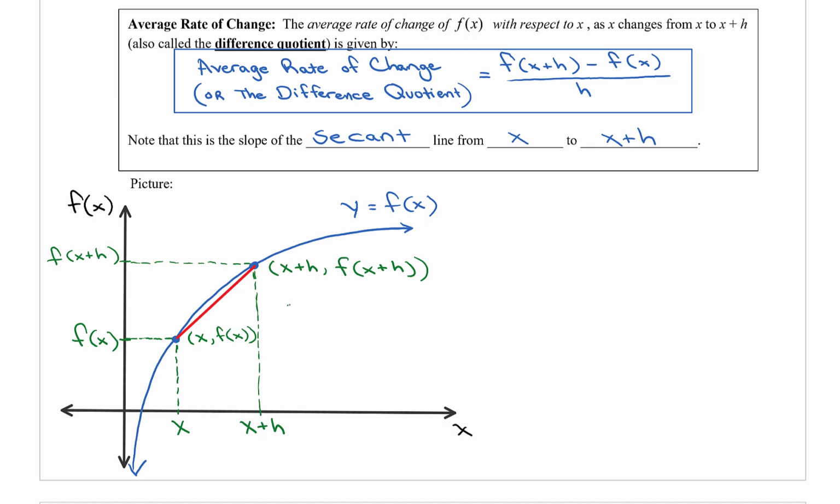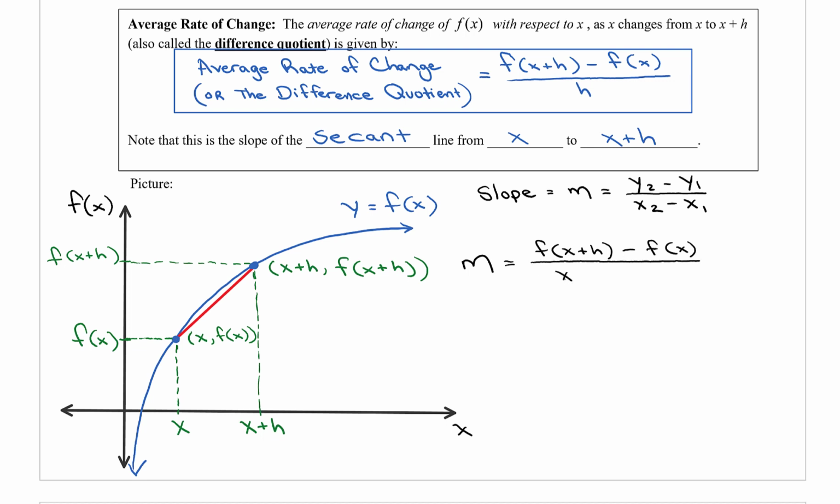Or I should say secant line segment. Now I'm going to go ahead and write slope on the right-hand side of the screen. I'm going to say slope equals m, which equals y sub 2 minus y sub 1 over x sub 2 minus x sub 1. Next line here, I'm going to write m equals, instead of y sub 2, I'm going to substitute f of x plus h, minus f of x for y sub 1, over x plus h minus x.